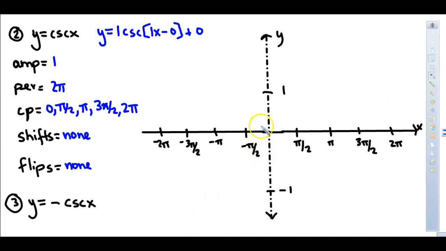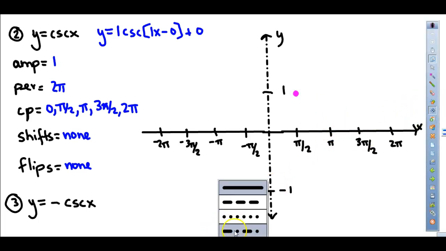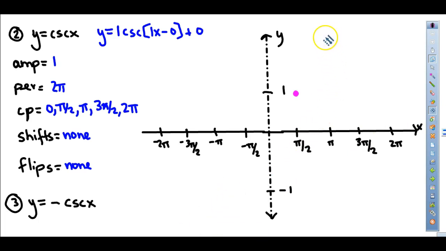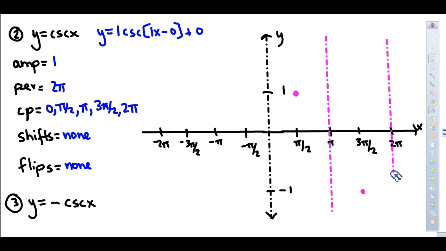That's because when x is 0, if you were to put 0 in the place of x here, then the cosecant of 0 is undefined, and that's why we have an asymptote there. Now, the cosecant of pi over 2 is 1. The cosecant of pi is also undefined, so we're going to put an asymptote right there. The cosecant of 3 pi over 2 is negative 1, so we're going to put a point right here. And then the cosecant of 2 pi is, you guessed it, undefined.